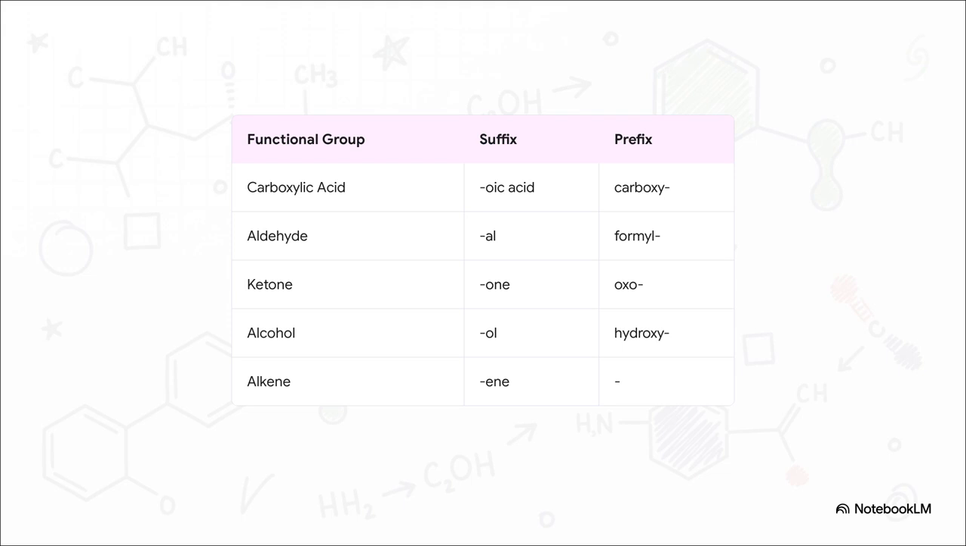So here are some of the main players you're going to see all the time. Each one has a special ending or suffix. Alcohols get OL, ketones get ON. You get the idea. But, and this is super important, notice they also have prefix names, like hydroxy for an alcohol. This becomes a huge deal when you have more than one functional group in a molecule, which we'll get to in just a sec.